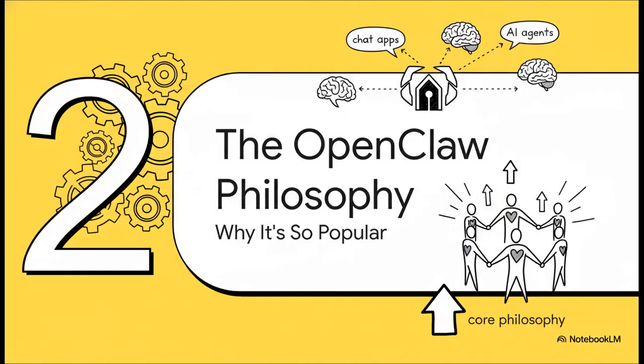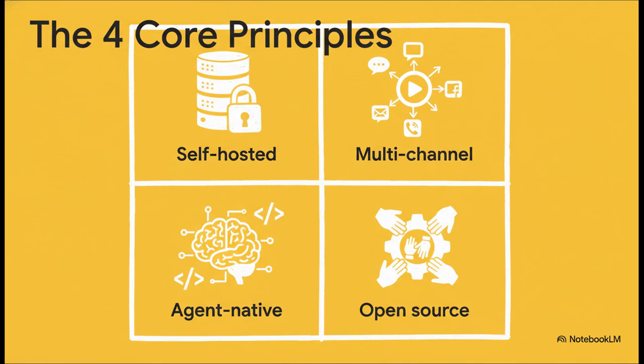So that's what OpenClaw is. But the why is just as interesting. Why is this thing gaining so much steam? It's not just about a list of features. It's really about a core philosophy that's resonating with a lot of people, especially developers. And that philosophy really boils down to 4 key ideas.